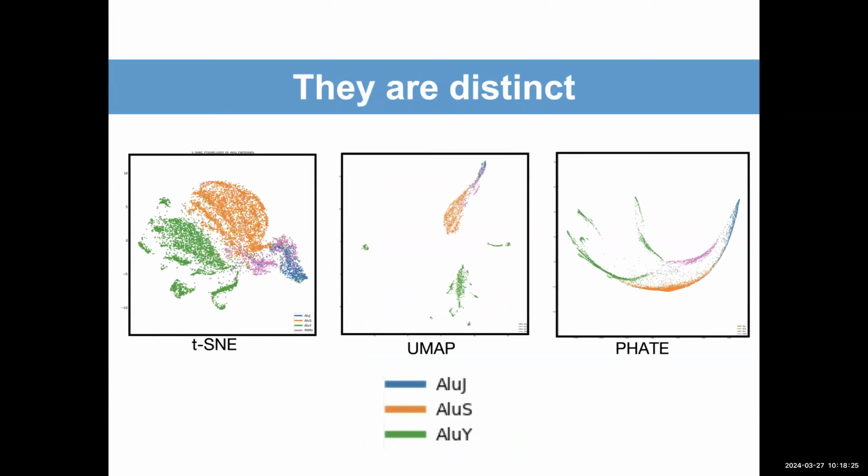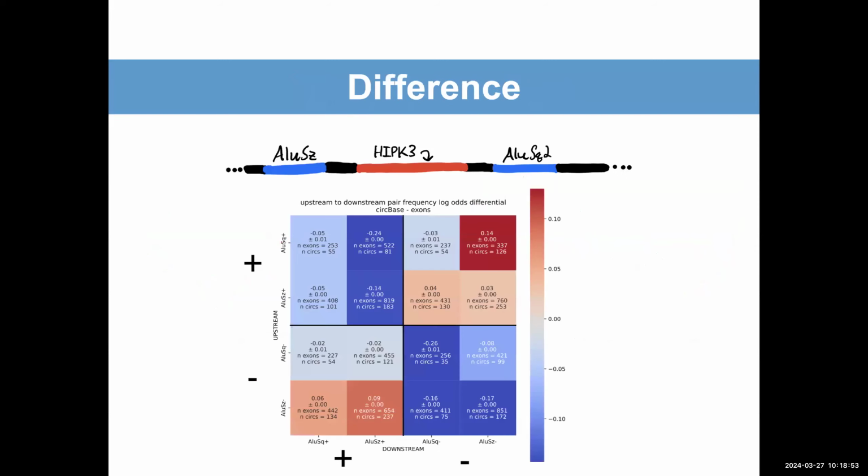And just to convince you that these are distinct, if we do a dimensionality reduction on these different ALUs across the T2T genome, you can see that regardless of which dimensionality reduction we use, there are these different families, ALU-Js, ALU-Ss, and ALU-Ys, and that they cluster quite well. And depending on which clustering you use, there are even very distinct subfamilies that you can separate out further.